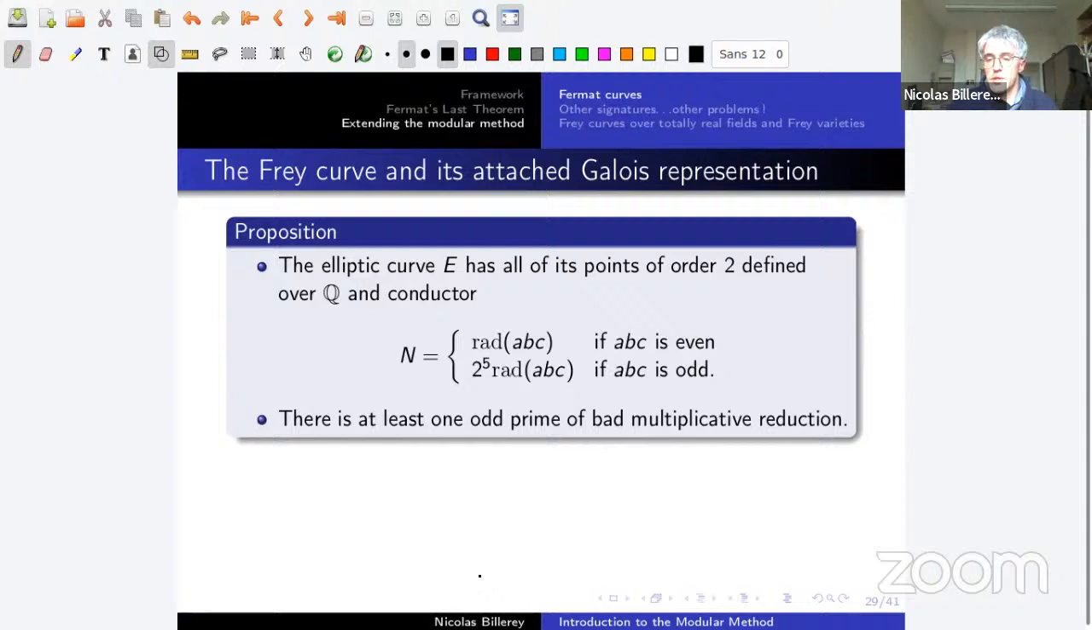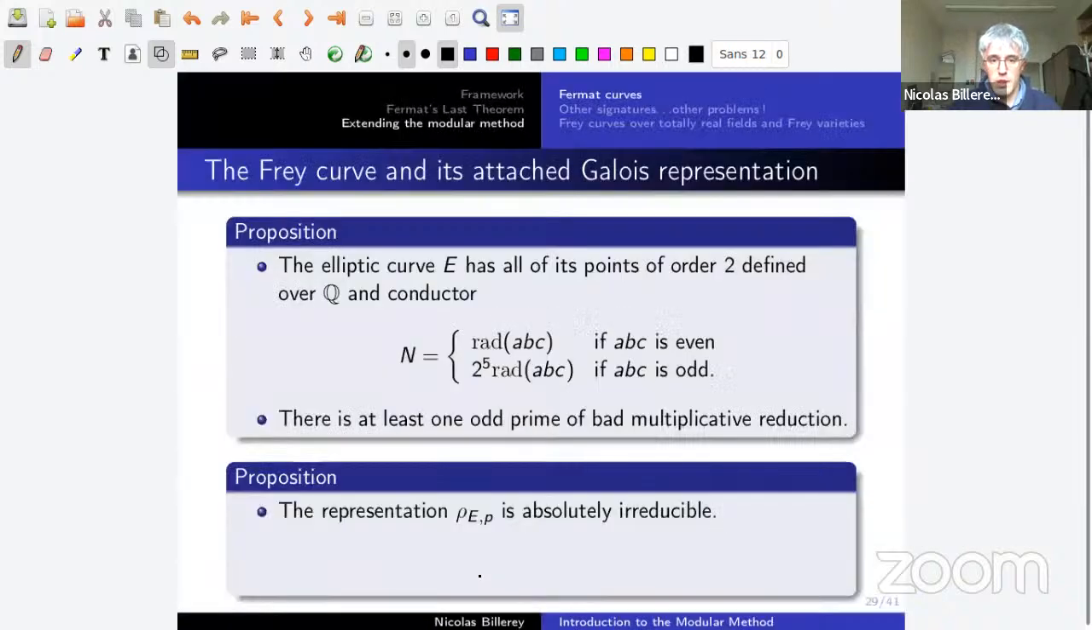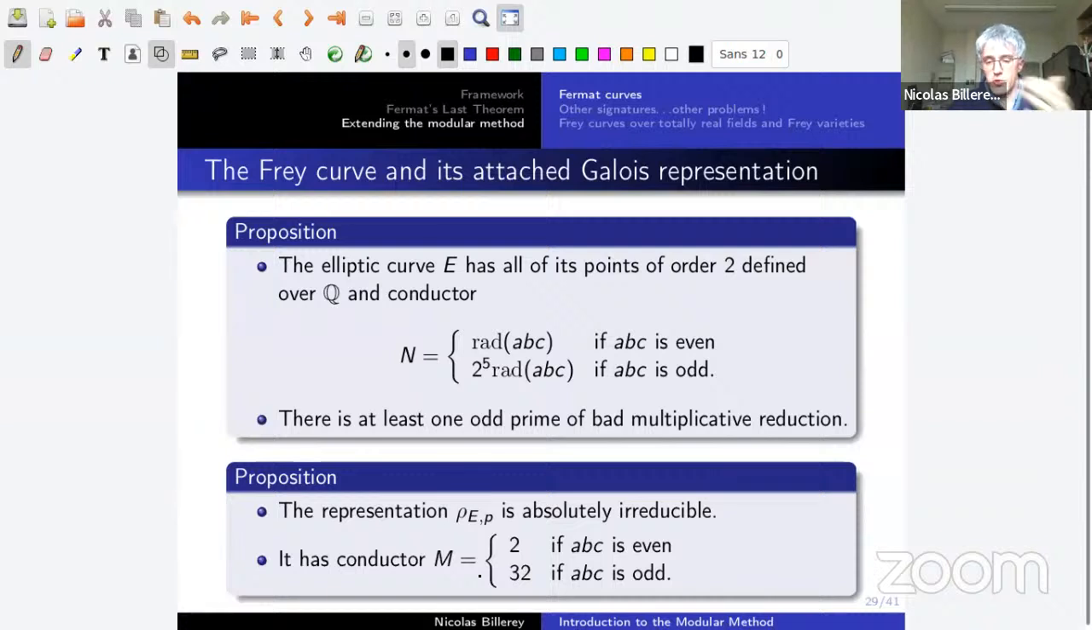There is at least one prime of bad multiplicative reduction that comes from the assumption that ABC is a non-trivial solution. And so we get that the mod p representation is absolutely reducible. That's using Mazur's result. And after level lowering, when we apply Ribet's theorem, we get that this elliptic curve, this mod p representation, has conductor M, which is either 2 or 32, depending on whether ABC is even or odd.